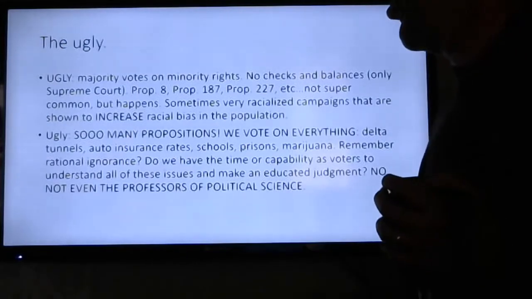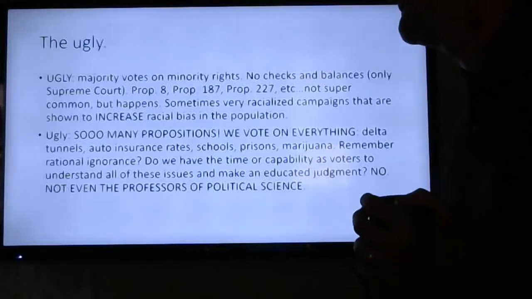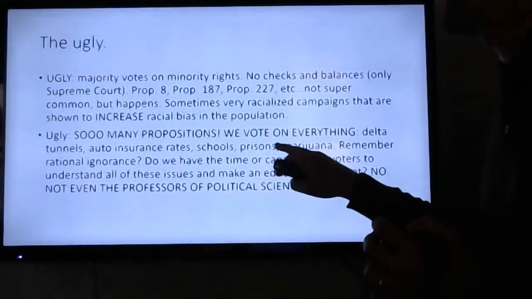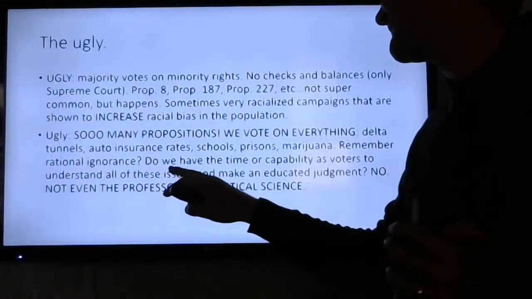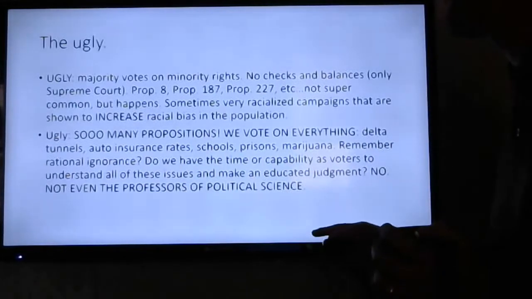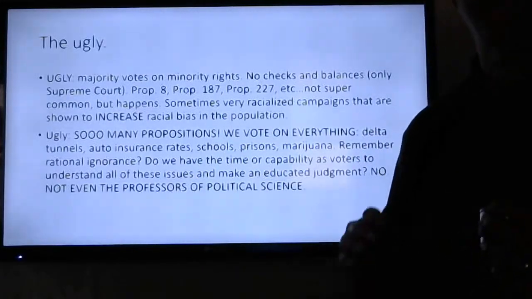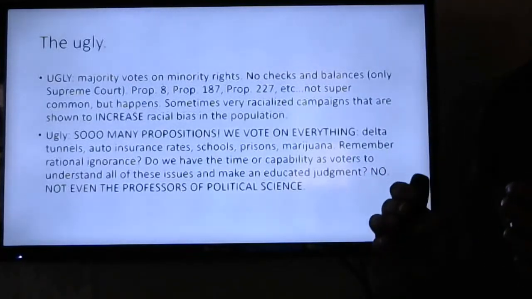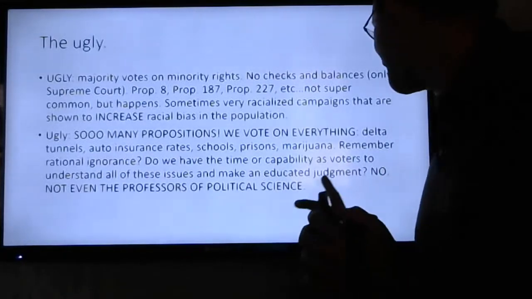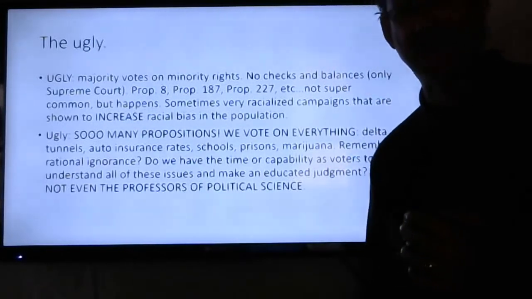And then ugly. This is very similar to the multiple votes thing I was talking about earlier, but there are just so many propositions. We vote on everything. We vote on the Delta tunnels, auto insurance rates, schools, prisons, marijuana, right? Do we have the time or capability as individual voters to understand all of these issues and make an educated judgment? And the answer is no, not even for professors of political science.